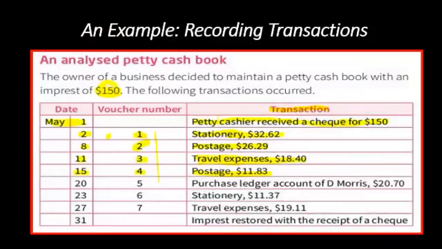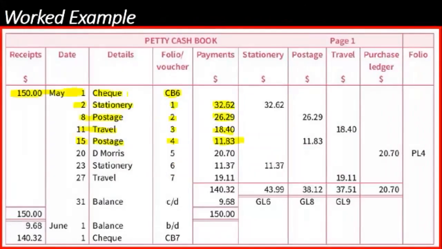Next transaction on the 15th, sorry, the 20th, we have purchase ledger. We're paying our creditor $20.70. Sorry, the voucher number 5 we use for that, and it's on May the 20th. So we come in and we put in the amount again, 20, 5, and the Morris on the 20th.